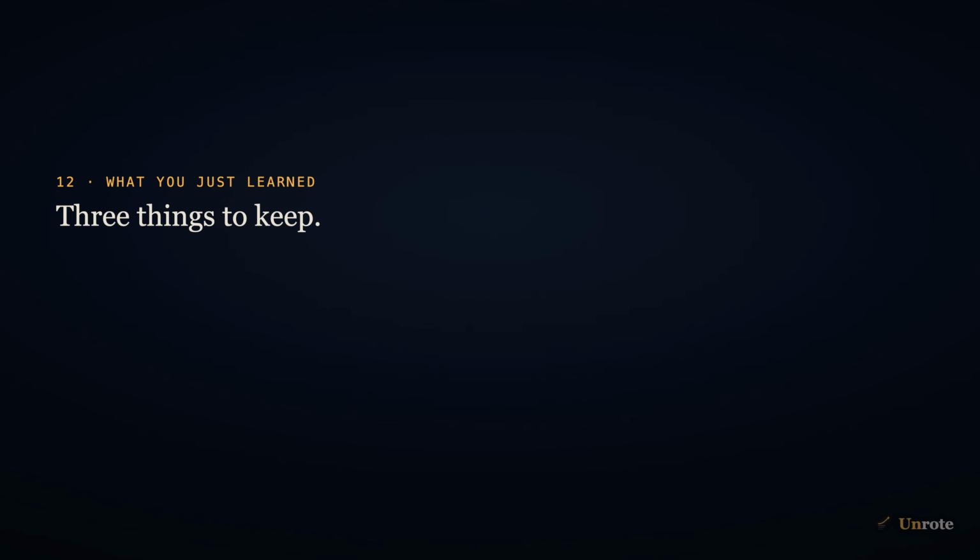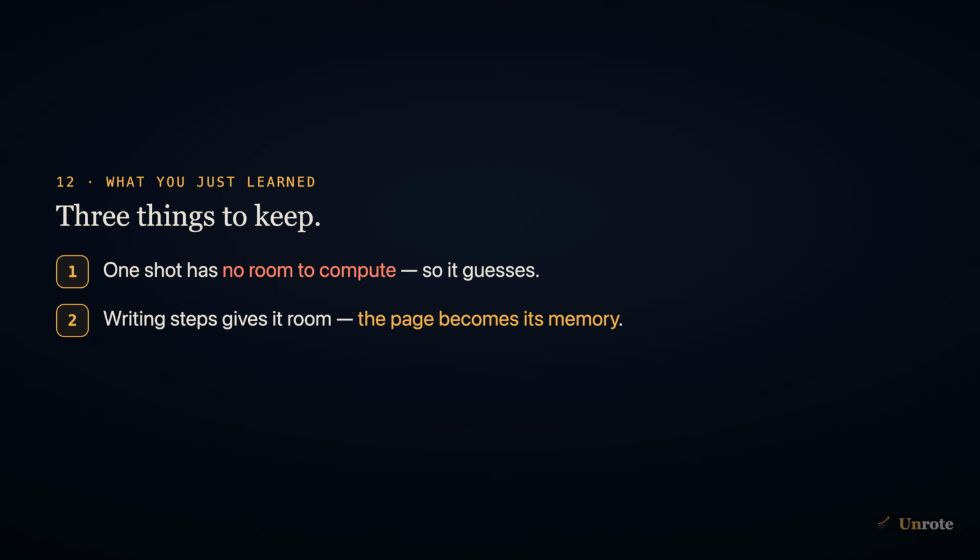Quick recap. 1. Answering in one shot leaves no room to compute, so the model guesses. 2. Writing the steps gives it room. Each token it writes becomes context for the next, so the page does the thinking. 3. It costs more tokens, and the steps aren't always the true reason. Helpful, not magic. That's chain of thought.